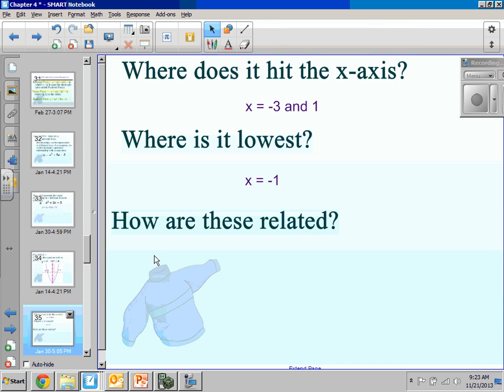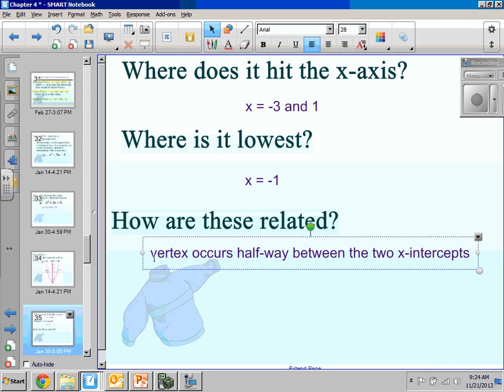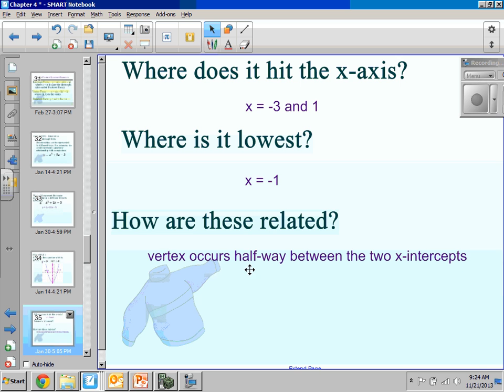So we can then say that the vertex occurs halfway between the two x-intercepts. And we're talking about the x values. So I could simply take these two points, add them together, I get -2, divide by 2, and I get -1. So I can find the halfway point by taking the average of these two values. If they are strange numbers in particular, that is useful. So this is a key concept.